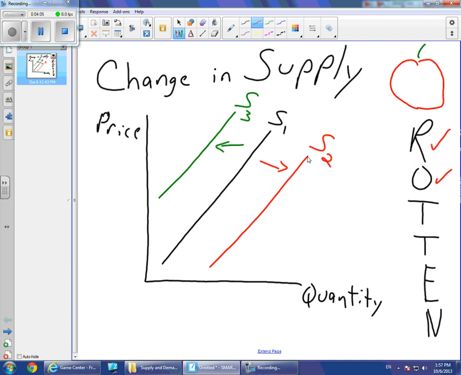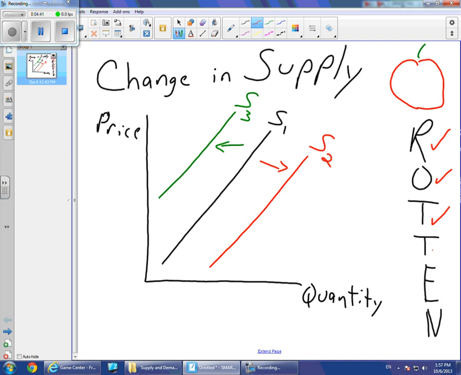The T stands for technology or productivity. If apple growers instituted new computer software that better managed their apple groves and therefore gave them greater profitability, we would see a shift from S1 to S2. If that computer system were to crash, hurting their profitability, we would see a shift from S1 to S3. Technology is not in widespread use in the production of apples, but for most goods is a pretty significant factor. So adopting technology almost always leads to greater profitability and an increase in supply.